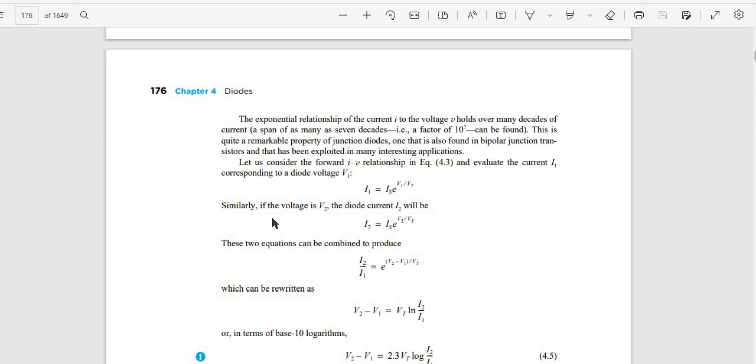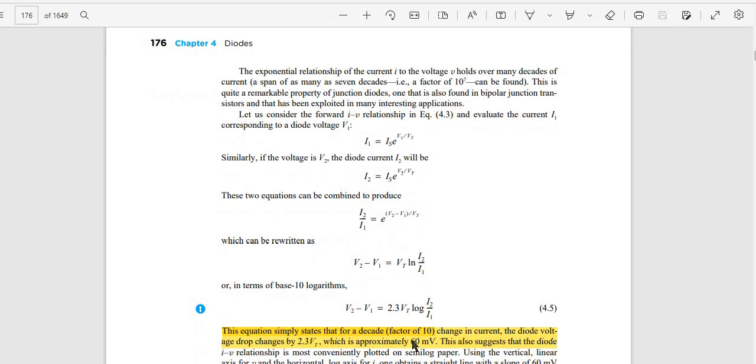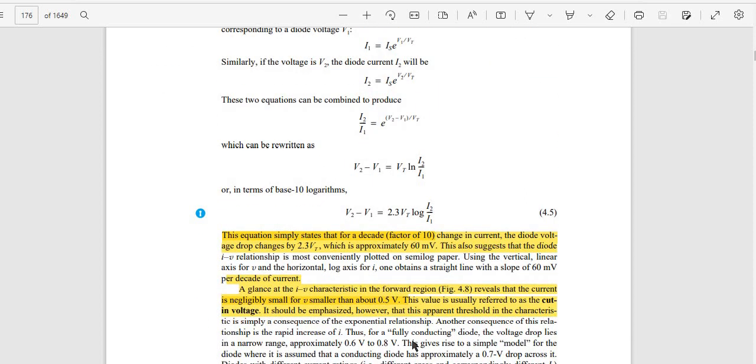Let us consider the forward current-voltage relationship in equation 4.3 and equate the current I1 corresponding to a diode voltage V1. I1 is equal to IS e^(V1/VT). Similarly, if the voltage is V2, the diode's current I2 is equal to IS e^(V2/VT). These two equations can be combined to produce I2/I1 is equal to e^((V2 minus V1)/VT), which can be rewritten as V2 minus V1 is equal to VT ln(I2/I1), or in terms of base 10 logarithms, V2 minus V1 is equal to 2.3 VT log(I2/I1).